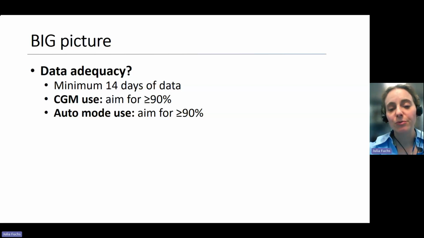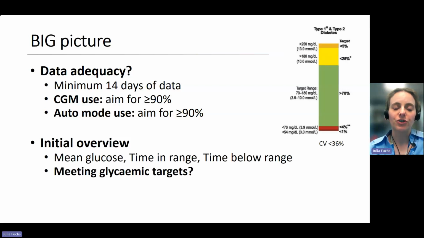If they're using CGM or auto mode less than 90%, then that's absolutely the first thing to address before you even look at the data in any more detail. You need to address with the person in front of you why they're not using closed loop, because it's not going to work if they don't use it. Once you've reassured yourself that there's adequate data for you to actually have a look at the download and gain any sort of useful information from it, the important thing is really your initial overview in terms of the big picture. So looking at your traffic light, time in range, time below range, time above range.